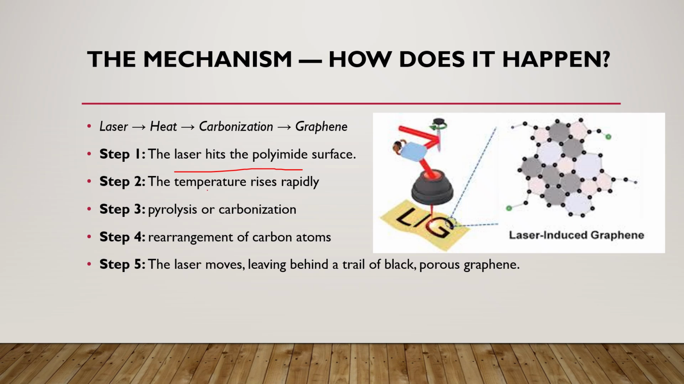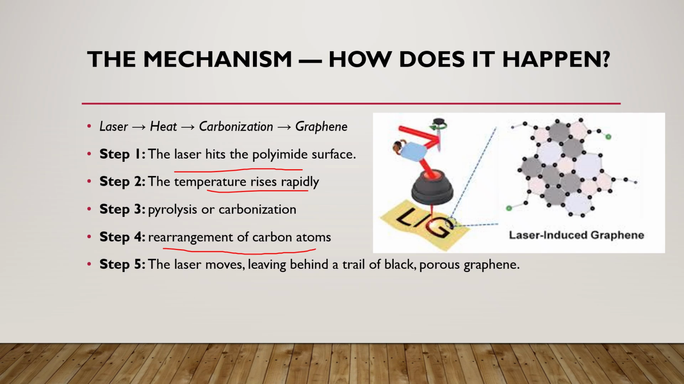So what happens when the temperature rises rapidly in this region? In step 3, the polymer breaks apart. This is called pyrolysis or carbonization. In this step, the non-carbon atoms, for example oxygen, nitrogen, and hydrogen, turn into gas and escape. So what is remaining here? The remaining carbon atoms are now free. In the fourth step, they rearrange into the most stable structure, which is the graphene hexagonal lattice.